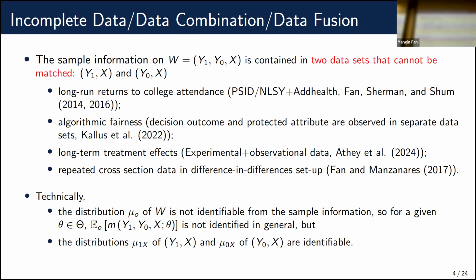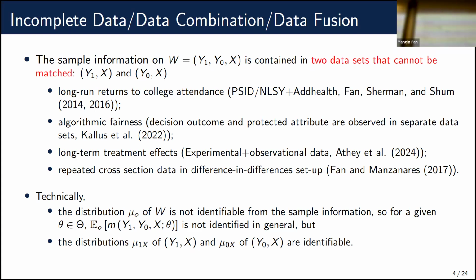Now, with complete data, we can identify this expectation. But with incomplete data, for a general moment function, we are not able to identify this expectation because the moment function depends on the joint distribution of y1, y0, x. Then given two separate data sets, unless we know more about the dependence structure between y1 and y0, or the structure of the moment function in general, we are not able to identify this expectation.